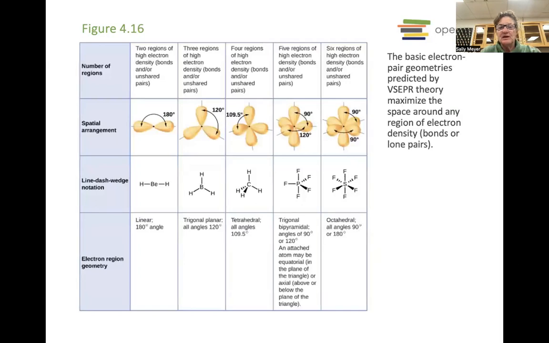This shows you the best shapes to keep electrons far apart. So if you have 2 pairs of electrons, linear is the best, 180 degrees. If you have 3 pairs of electrons, 120 will be the best. If you have 4, it's 109.5. If you have 5, it's to put 3 in a plane at 120 and a pair above and below at 90. And if you have 6, it's to have them all 90 degrees apart. So that's just from geometry.